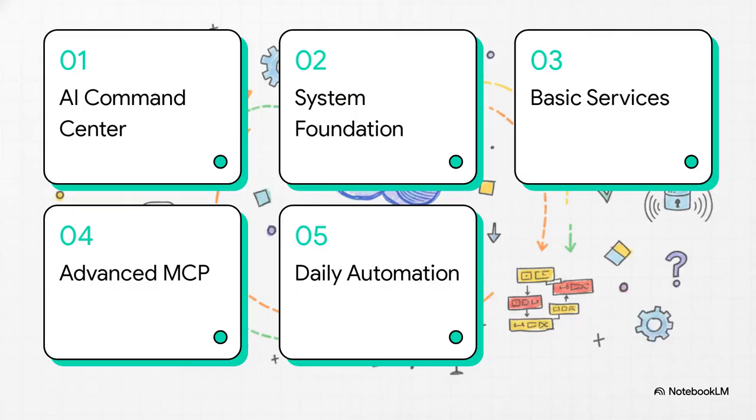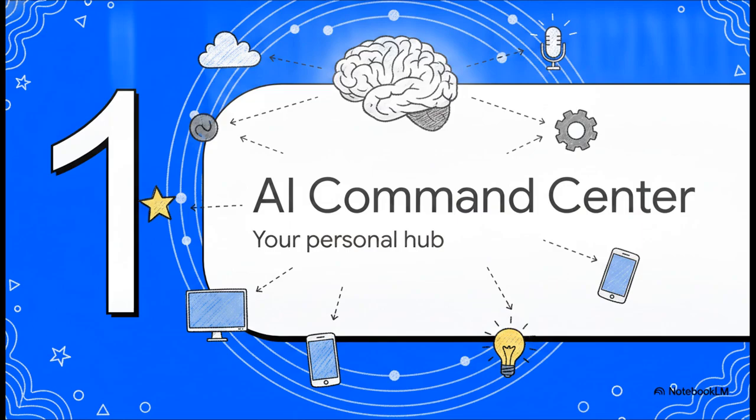So here's the blueprint for what we're building today. First, your AI command center. Second, the foundation of your AI system. Third, integration of basic services. Fourth, advanced connections via MCP. And finally, daily routine and automation. Okay, let's jump right into phase one, your AI command center.